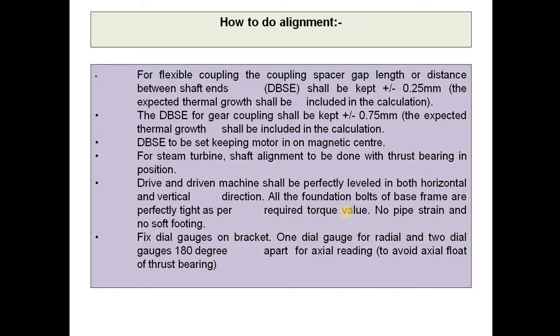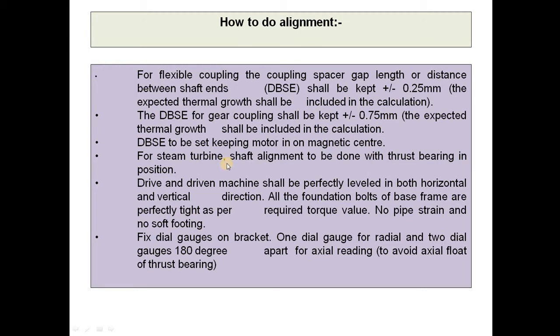How to do the alignment? Before starting the alignment, we have to adjust the DBAC. What is DBAC? It is the distance between shaft ends. For a flexible coupling, it should be kept within plus or minus 0.25 mm. For a gear coupling, we have to keep the distance tolerance at plus or minus 0.75 mm.